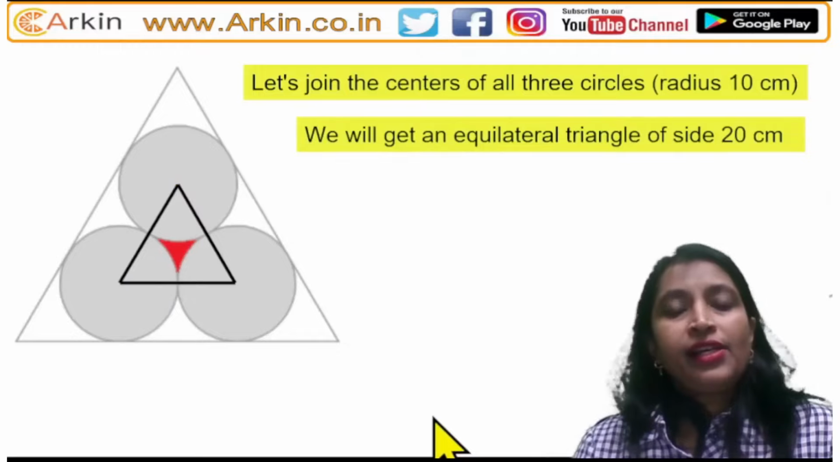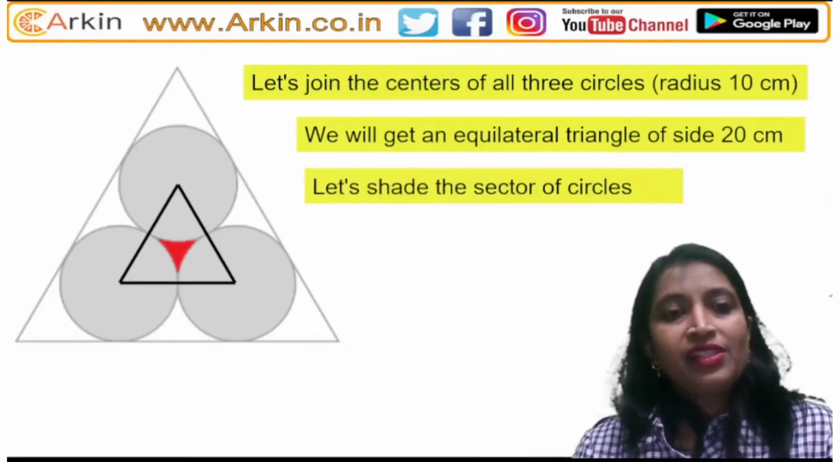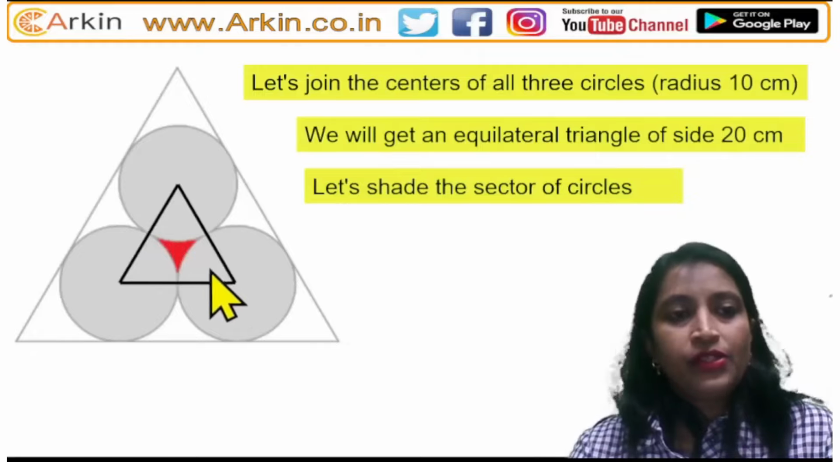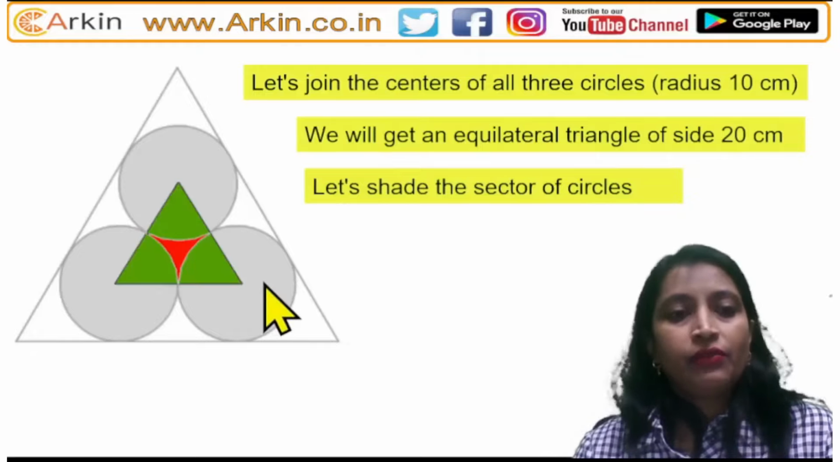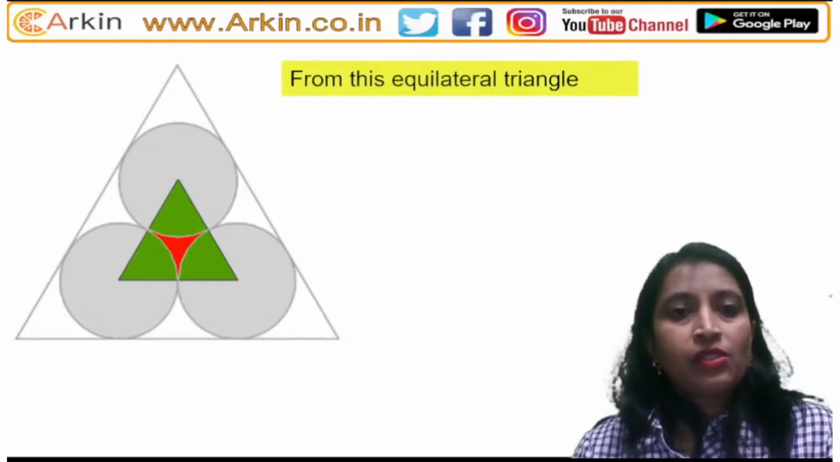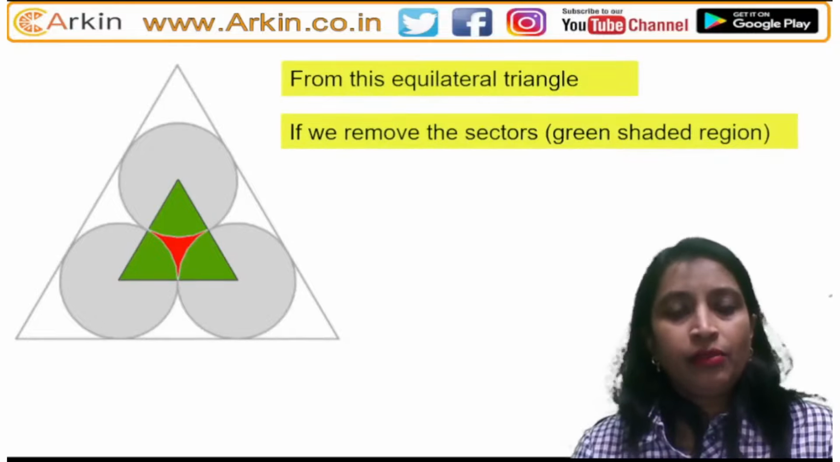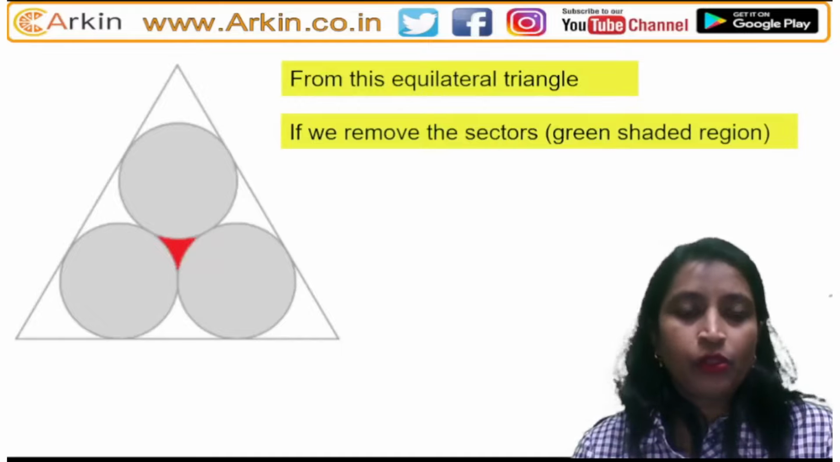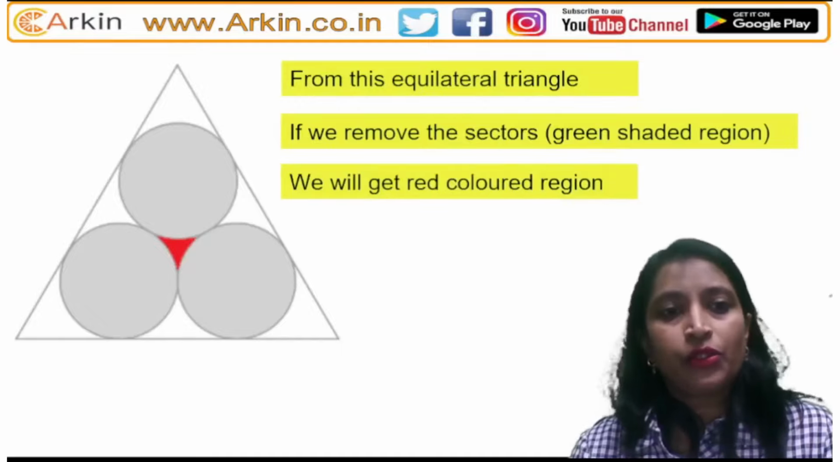And we'll get an equilateral triangle of side 20 centimeter, and we'll shade the sectors of the circle. This is the sector, this part, we'll shade it so that it becomes convenient for us. So from this equilateral triangle, if we remove the sectors, that is the green shaded area, we'll find the desired part. This is the part which is asked in the question.